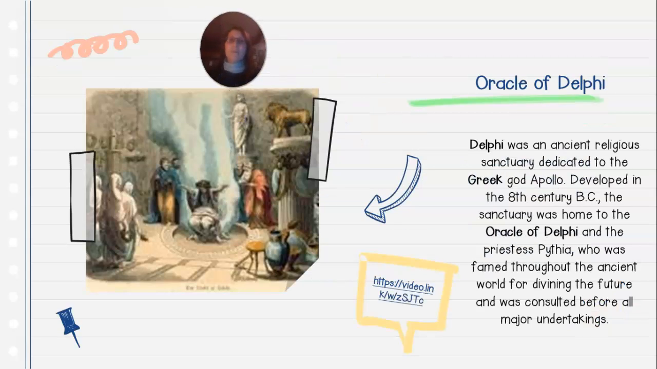So this is just a little sidebar on the Oracle of Delphi. Delphi was an ancient religious sanctuary dedicated to the Greek god Apollo, developed in the 8th century BC. The sanctuary was home to the Oracle of Delphi and the priestess Pythia, who is famed throughout the ancient world for divining the future and was consulted before all major undertakings. So divining means godlike, and consulted means spoken to before any major undertaking, any major events that would take place.